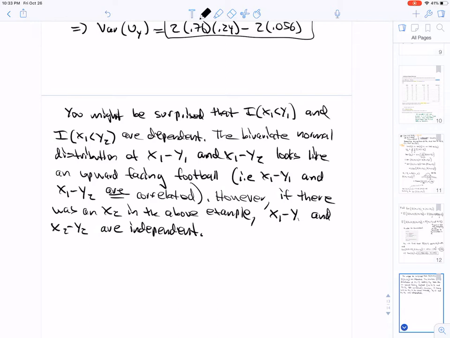I lastly just want to remark that you may be surprised that the indicators are dependent, but the reason is that the bivariate normal distribution of x1 minus y1 and x1 minus y2 is an upward-facing football. They are correlated. These two random variables are correlated, because basically both have x1 in it. If it was x1 minus y1 and x2 minus y2, then they would be uncorrelated. But here we have correlation.